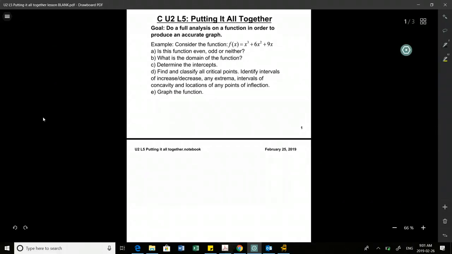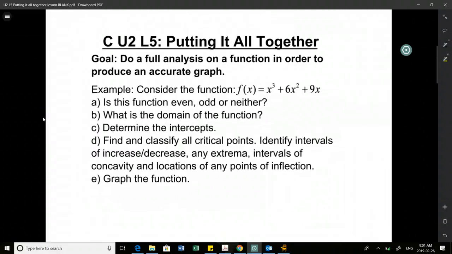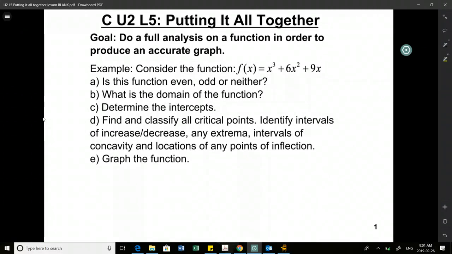Okay, so we are going to do a full analysis of this function right here. I have listed out some of the things that we might be interested in looking at. In advanced functions, we talked about functions being even, odd, or neither. That tells us something about the function's symmetry, or if it has no symmetry at all.